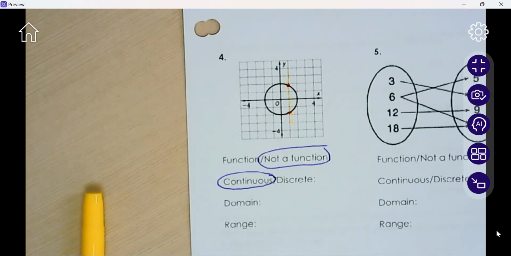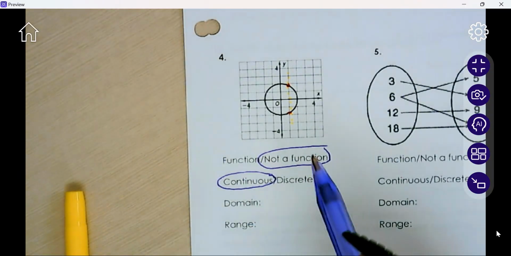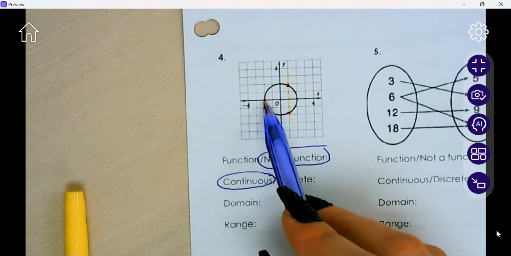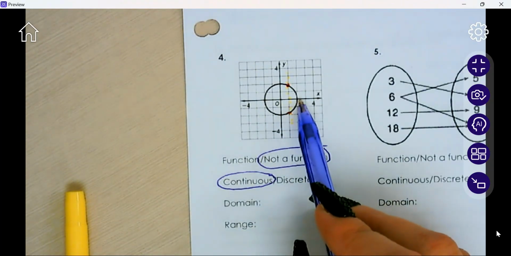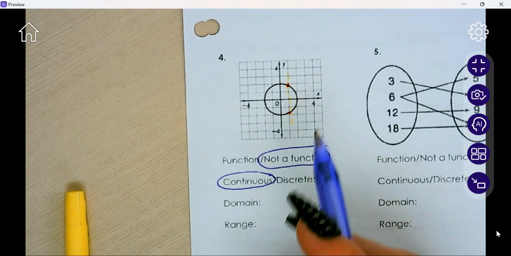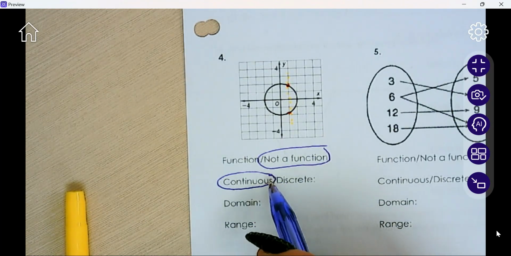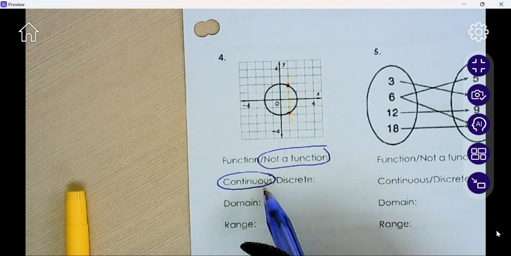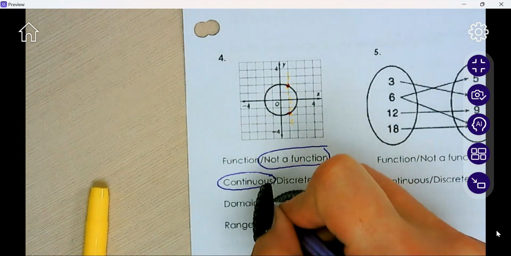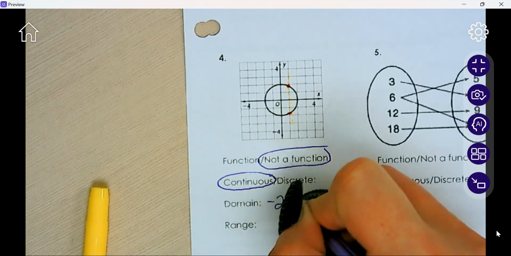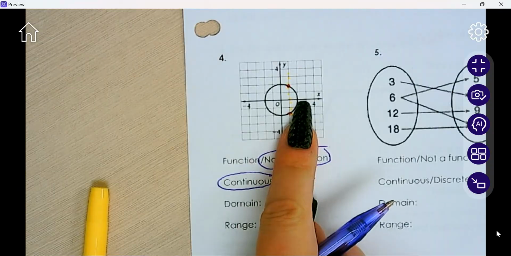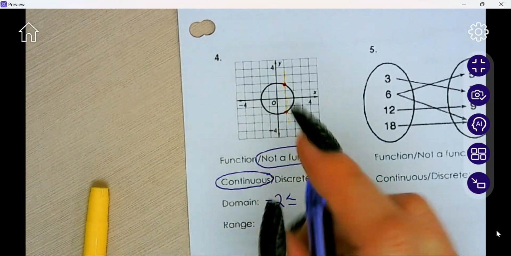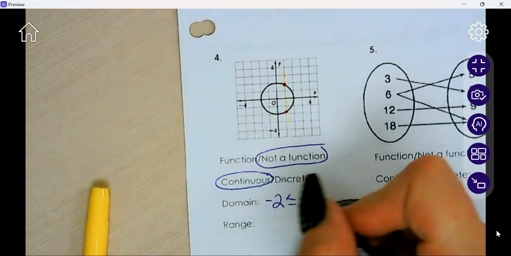For domain, that is all of my x values. So the lowest x value I have is here, -2. The largest x value is 2. If you have a continuous situation, then you're going to write it as an inequality. So the lowest value is -2. Because there's no open circles as points, it's just the line, then I can have the less than or equal to.